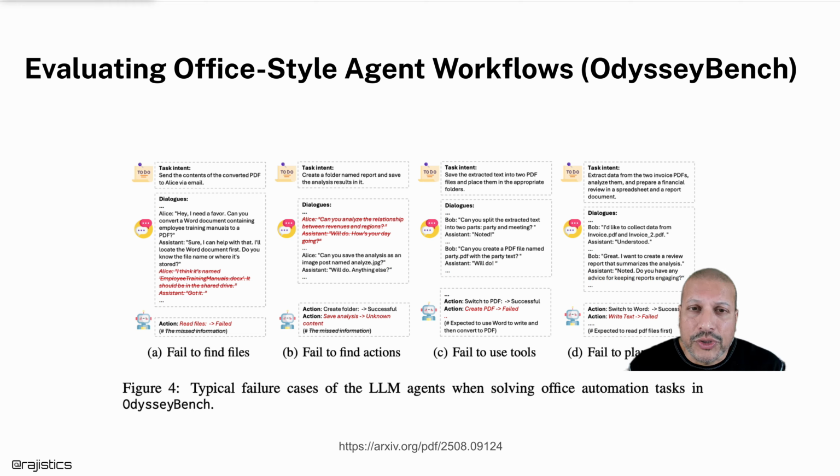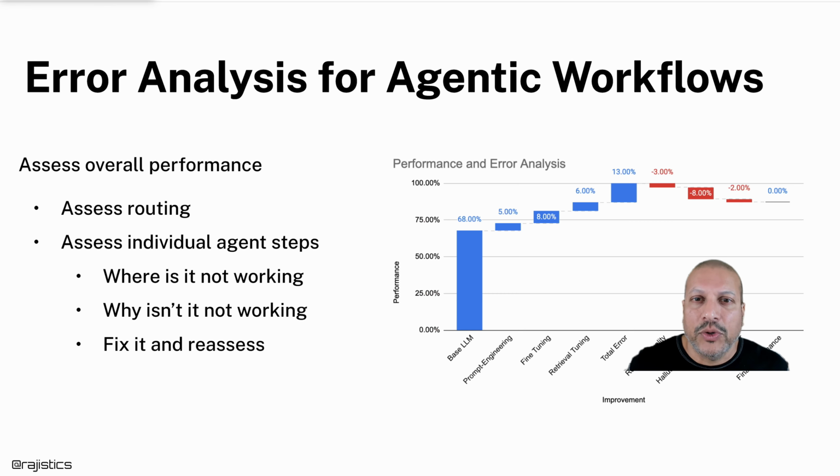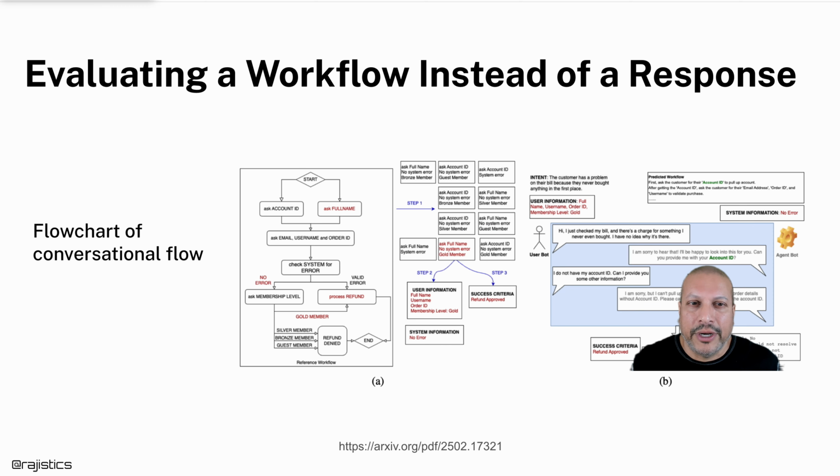And one of the things you'll see as you go into more of these agentic things is all of these LLM agents are doing different kinds of tasks. Here, they're finding files, finding actions, failing to use tools. We can build and test and evaluate each one of these. And it's the same process we talked about, where you're going to assess how well it's doing the routing, assess the individual agent steps, see where it's working, where it isn't, categorize all of that. It's just a lot more, but it's the same kind of basic action, error analysis action.